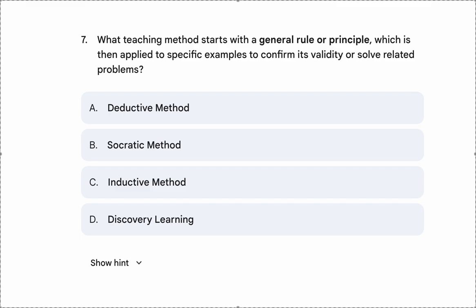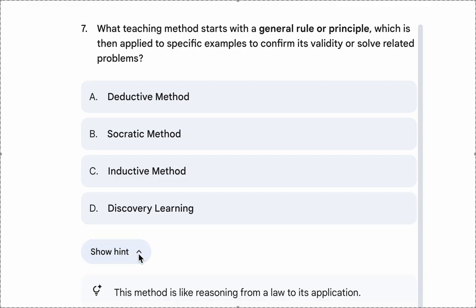Number 7, what teaching method starts with a general rule or principle, which is then applied to specific examples to confirm its validity or solve related problems? A. Deductive method. B. Socratic method. C. Inductive method. D. Discovery learning. So your hint is, this method is like reasoning from a law to its application.